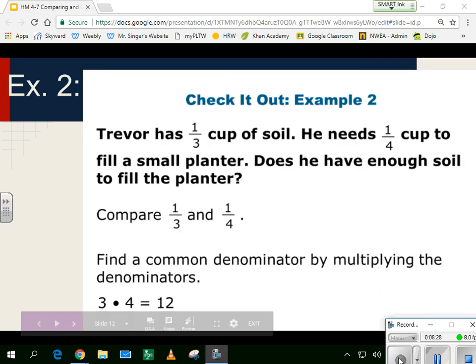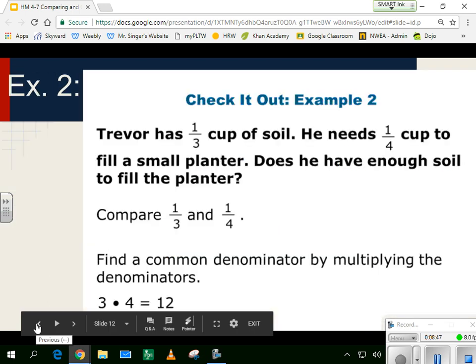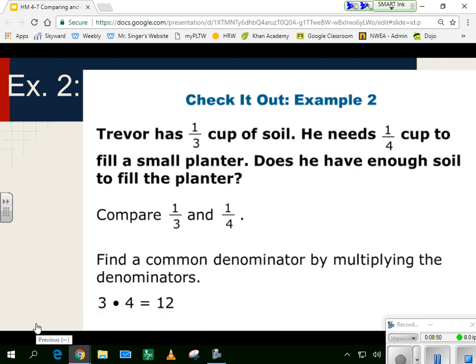Okay, let's look at another one. This time Trevor has 1/3 cup of soil. He needs 1/4 to fill a small planter. So again, we have unlike denominators, unlike fractions. We have thirds and fourths. The easiest way is to multiply 3 times 4 to get 12. Now that we have 12, we know that's going to become our common denominator. So we have to take 1/3 equaling something 12ths and 1/4 equaling something 12ths.